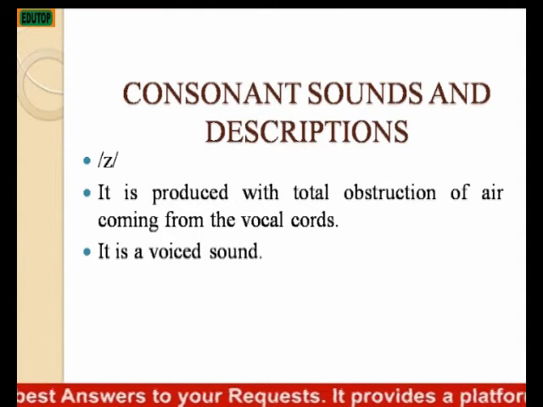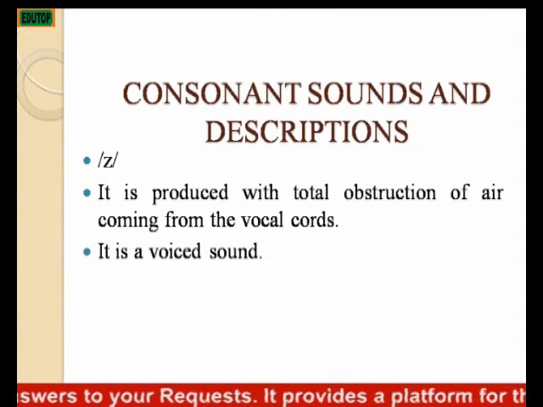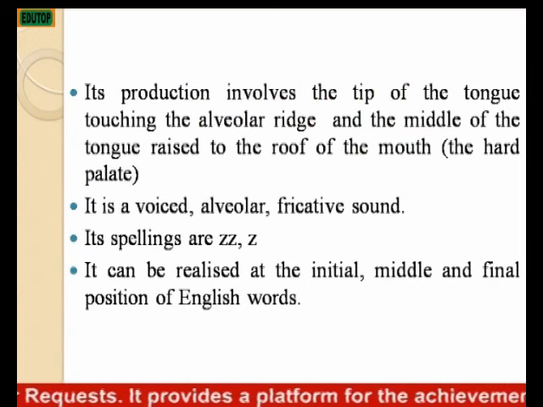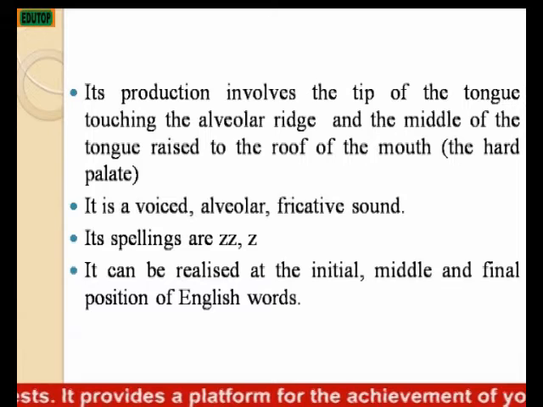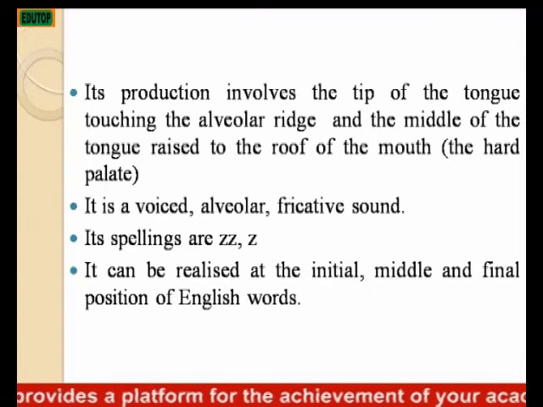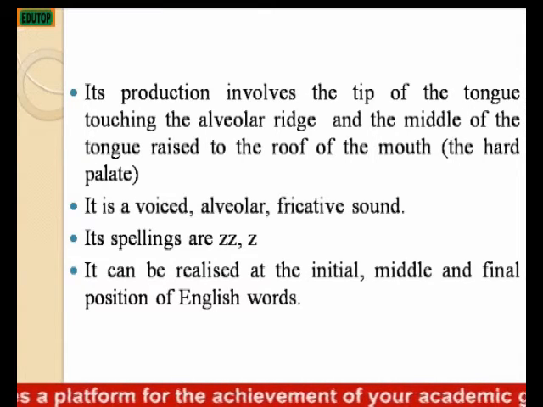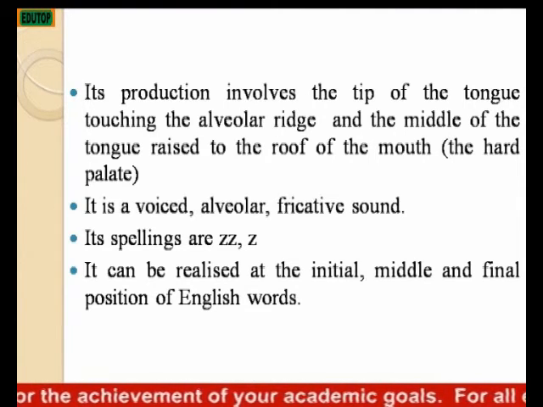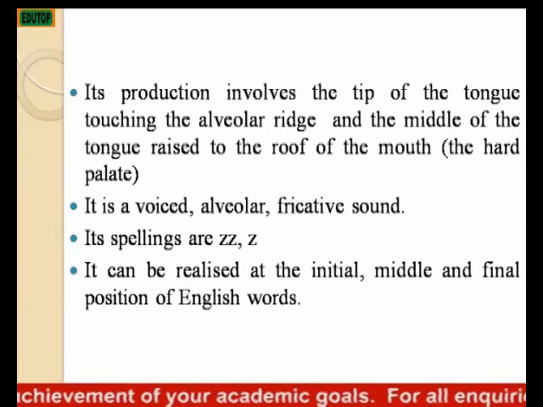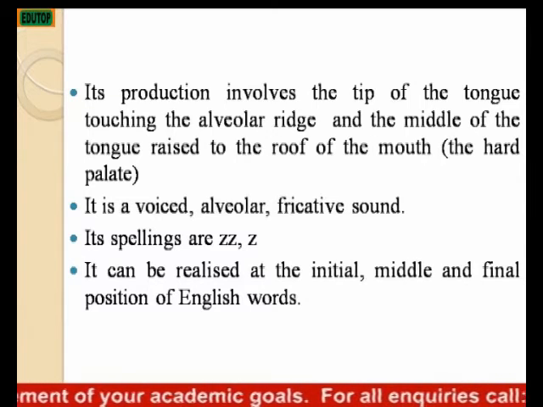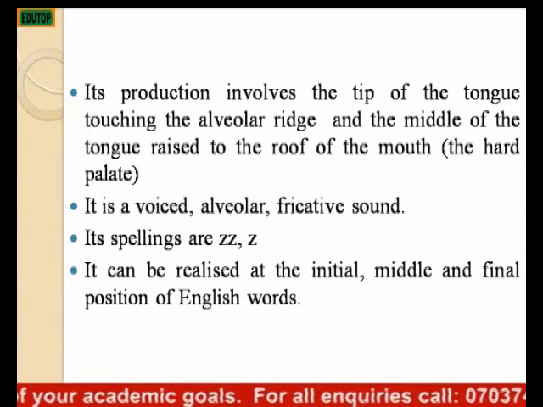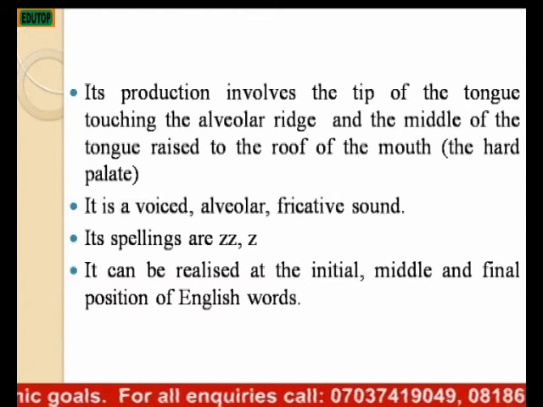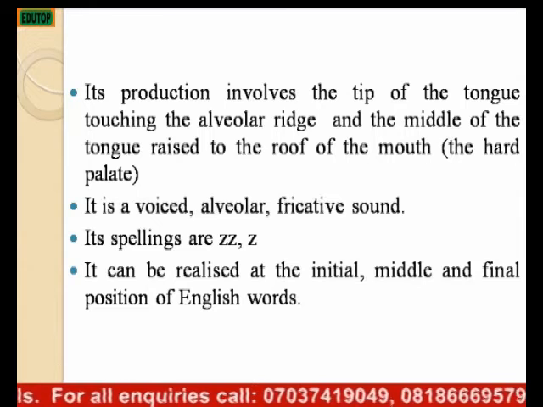It is produced with total obstruction of air that is coming from the vocal cord. It is a voiced sound. It is produced the same way S is produced, raising the tip of the tongue to the alveolar ridge and the middle of the tongue touching the roof of the mouth. It is a voiced alveolar fricative sound, and its spellings include double Z and Z. It can be realized at the initial, middle, and final positions of English words.